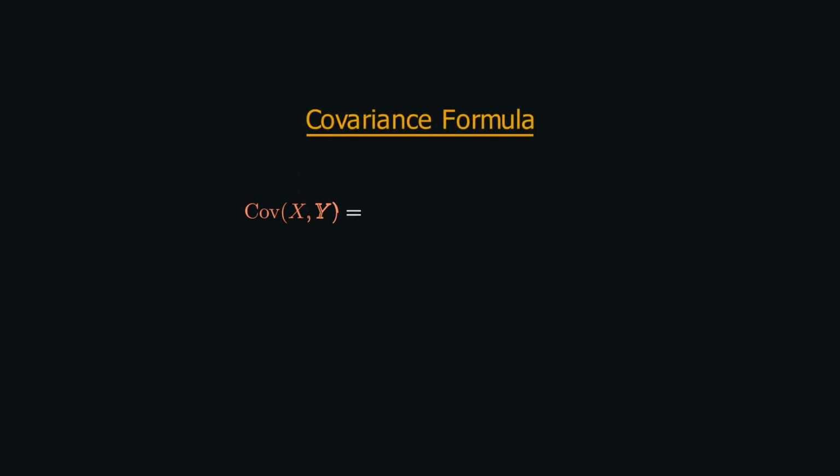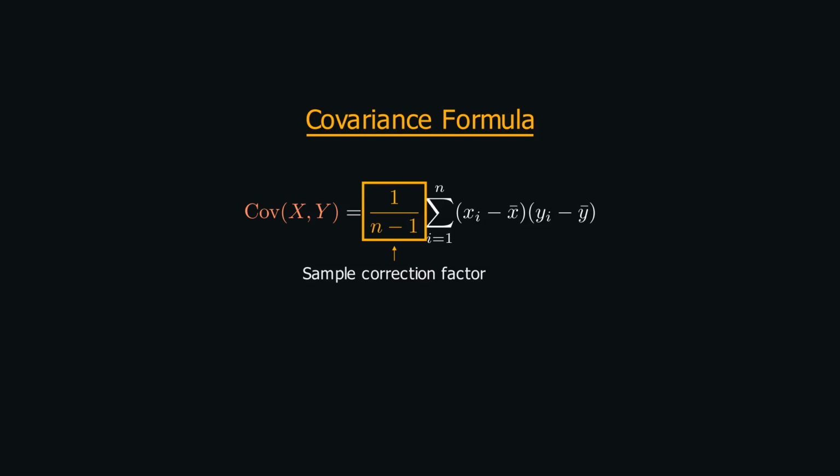Here is the covariance formula. We write cov of x and y. It equals 1 divided by n minus 1. We multiply that by the sum, for every data point i from 1 to n, of the quantity x sub i minus x bar times the quantity y sub i minus y bar. Here x sub i is one data point's x value, x bar is the mean of all x values, and y sub i and y bar are the same thing for y. The denominator is n minus 1, not n, because we are estimating from a sample.